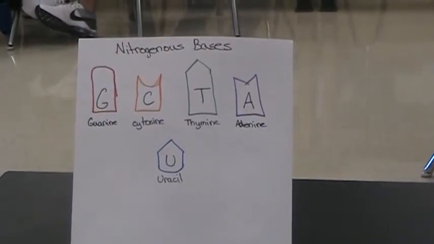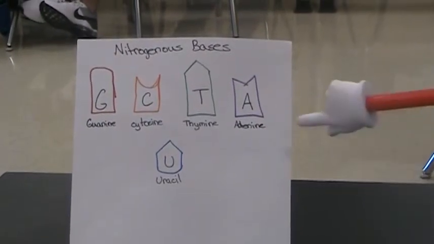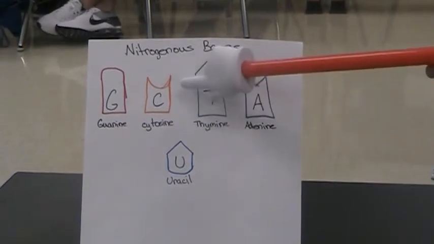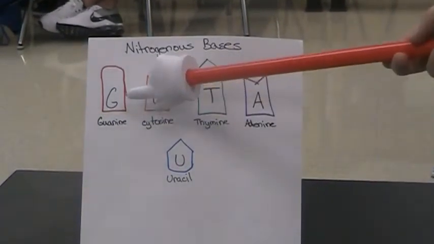RNA always has a nitrogenous base. These can be A, adenine, C, cytosine, G, guanine, or U, uracil.